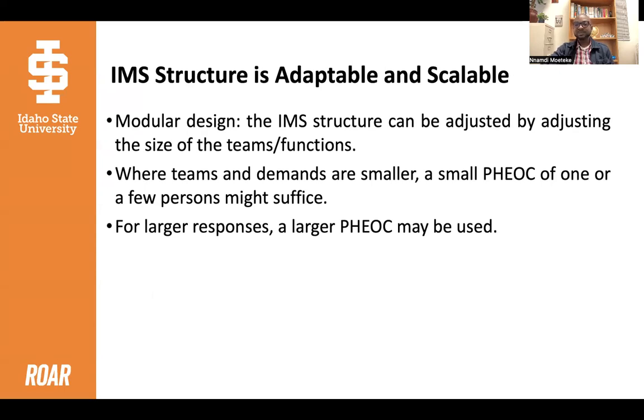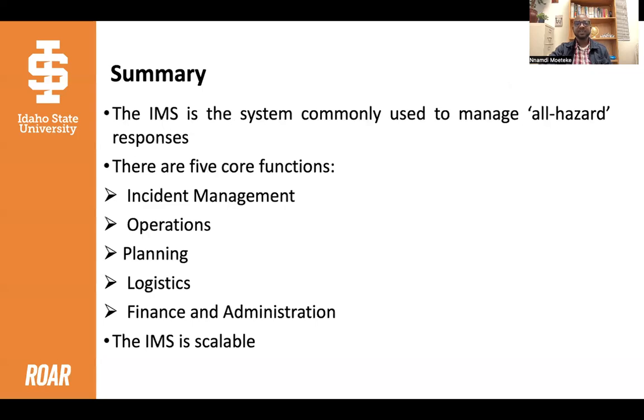And at the local level, where teams are smaller and demands are operational, a small public health emergency operations center of one or a few people might carry out multiple functions. In a larger response requiring coordination at the state or national level with multiple agencies, a larger public health emergency operations center may be used with correspondingly larger teams.